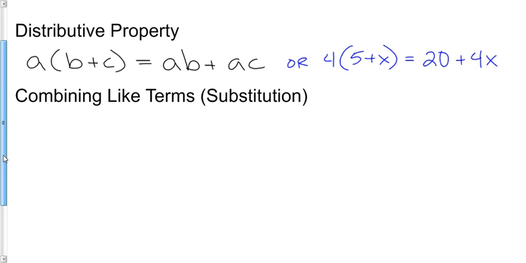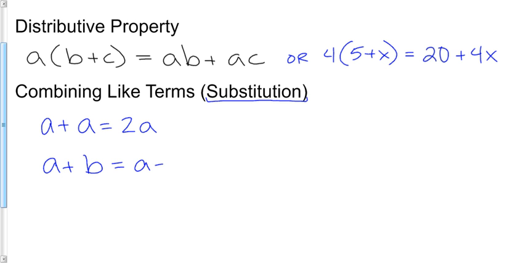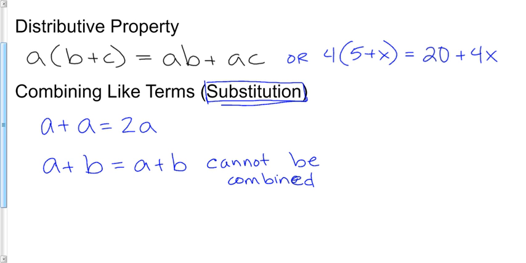The second is combining like terms. The actual property name for this is substitution. A little bit weird, but it's what you'll see on the SOL. It's what they call it whenever you combine like terms. So the idea here, A plus A equals 2A. A plus B cannot be combined, so it just equals A plus B. Okay, so it's simple. You should know it. Just be aware with this one that whenever you combine like terms, the SOL calls it substitution. That's what you'll see it referred to very often.